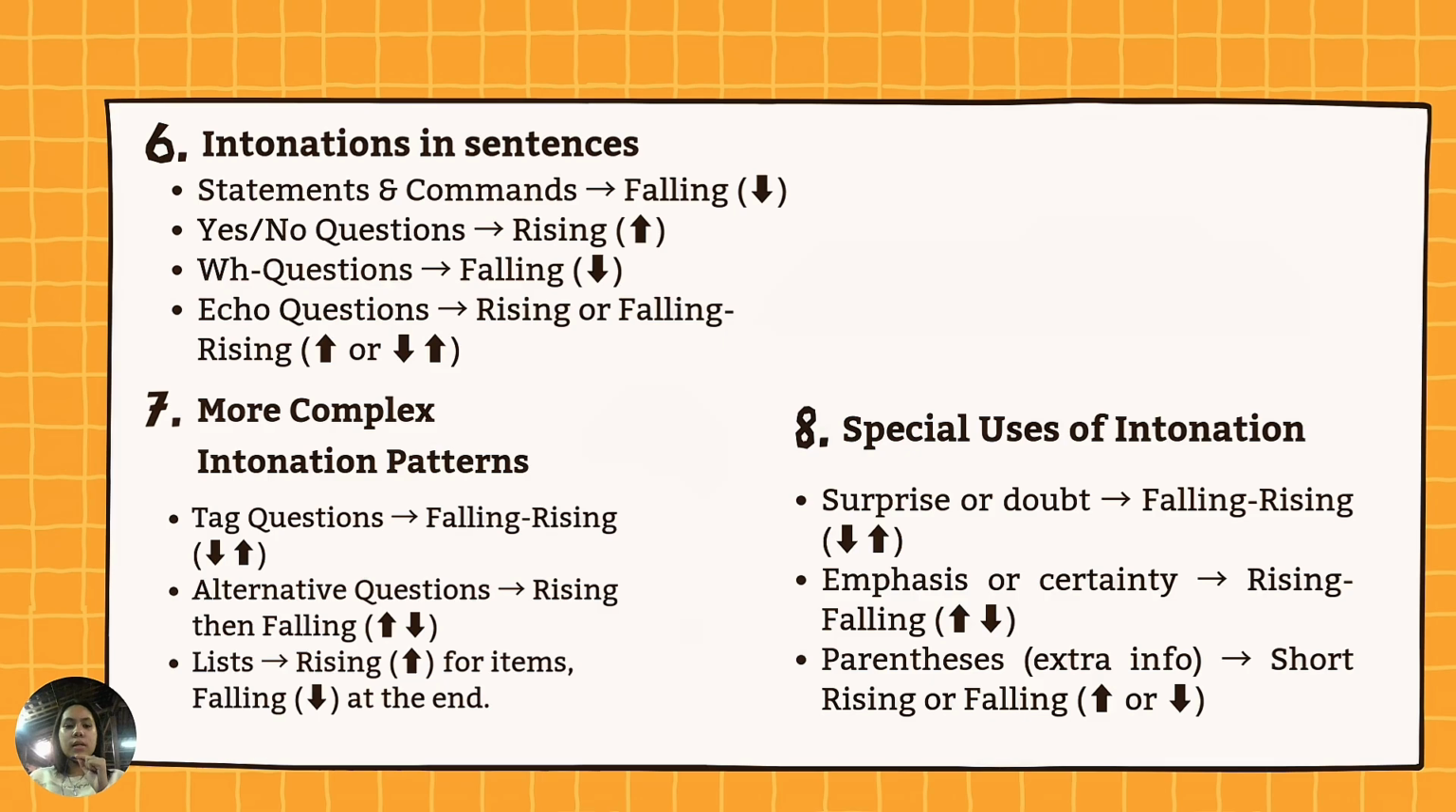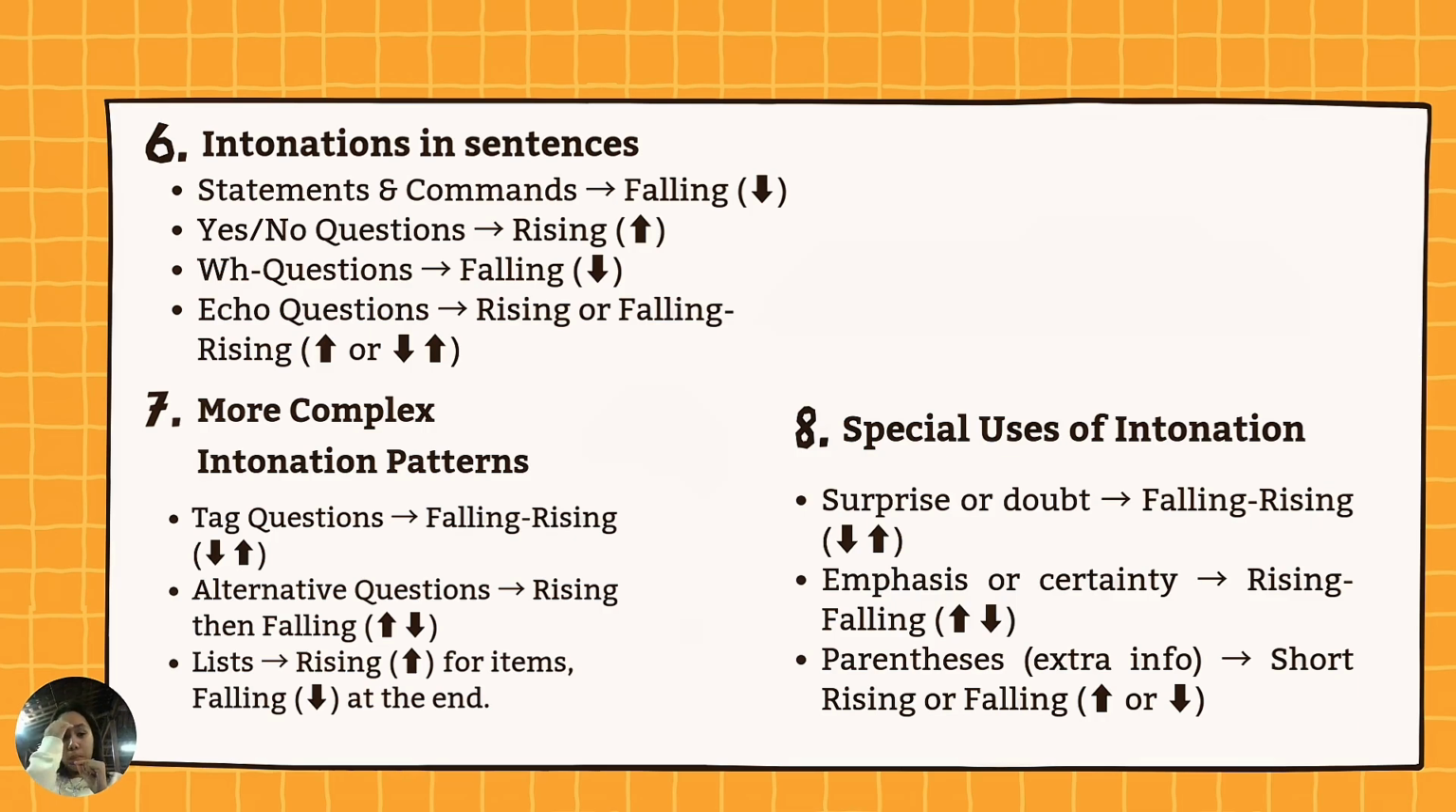And next is intonation in sentences. Each type of sentence has a typical intonation pattern. Statements and comments usually use falling intonation. Yes or no questions usually use rising intonation. Wh-questions like who, what, where usually use falling intonation too, and echo questions use rising or falling-rising intonation. When repeating something before confirmation, we may have a rising or falling-rising tone.